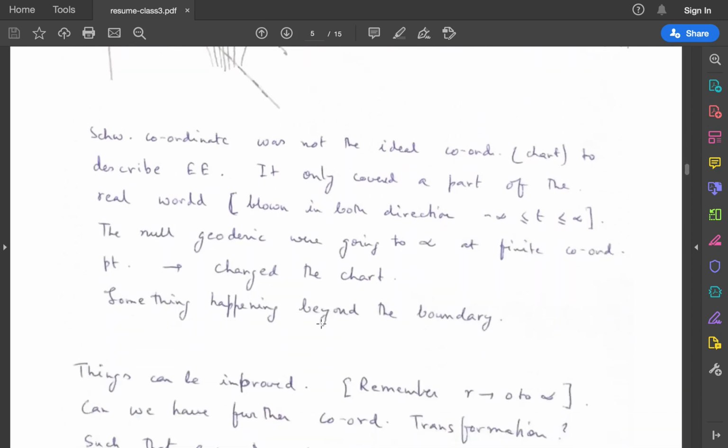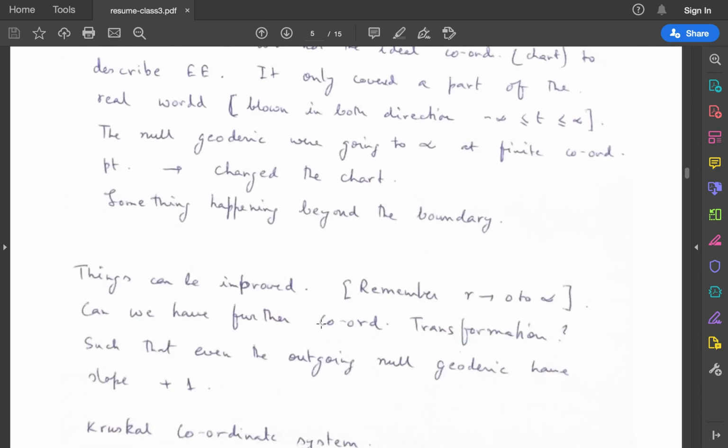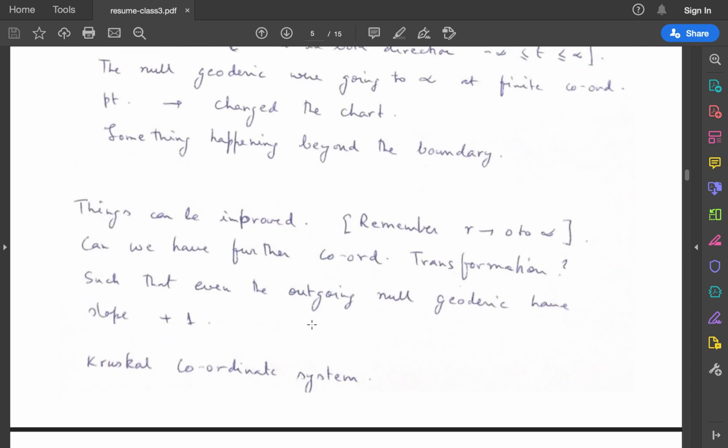So can we improve upon this? We have done something very good with either the ingoing null geodesic or the outgoing null geodesic, but we have not been able to compress, that is, do this for both the incoming and the outgoing null geodesics. However, things can be improved. Remember, we also have r equal to 0 to infinity. So can we do a further coordinate transformation and improve on this?